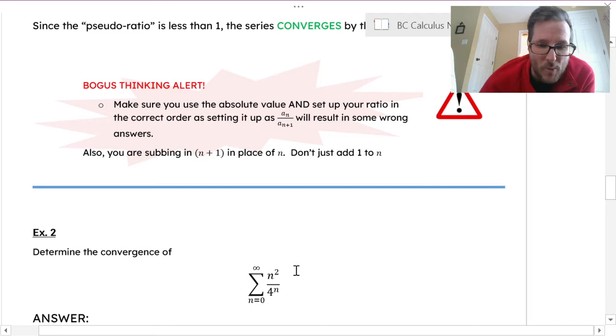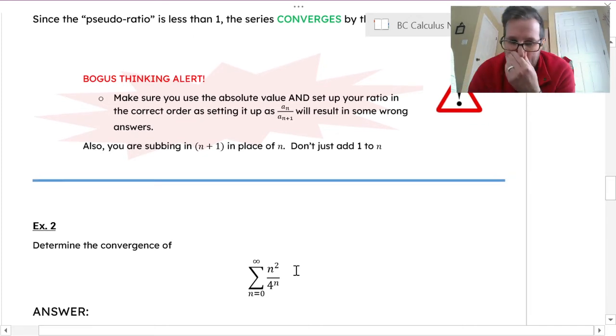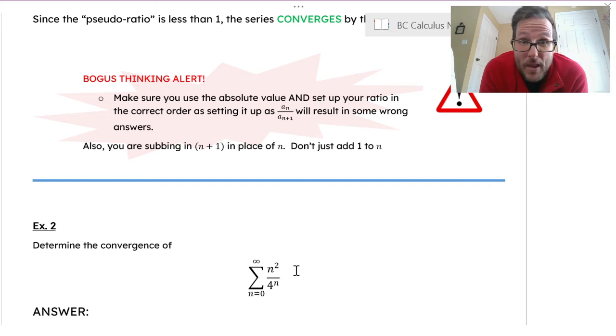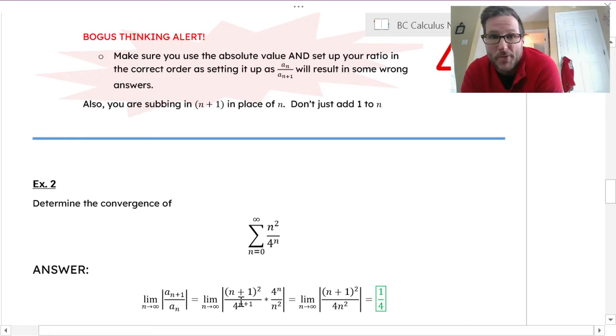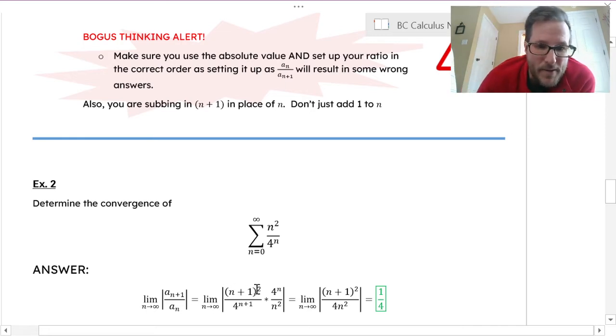All right, so n squared over 4 to the n. Let's talk about that. Well, that's a combination of polynomial and exponential. Let's crank through the ratio test. So here we go. The n plus 1th term is n plus 1 squared over 4 to the n plus 1. I'm going to multiply by the reciprocal, save myself a step. That's 4 to the n over n squared.